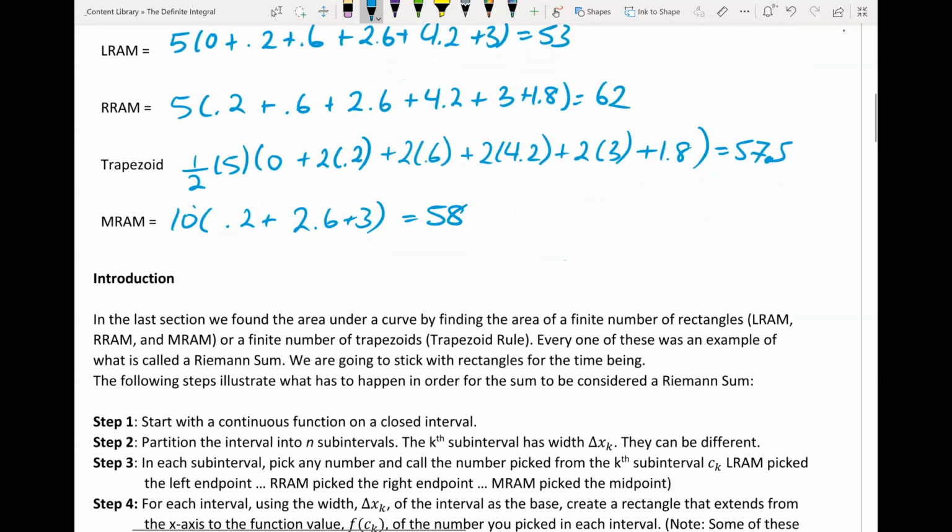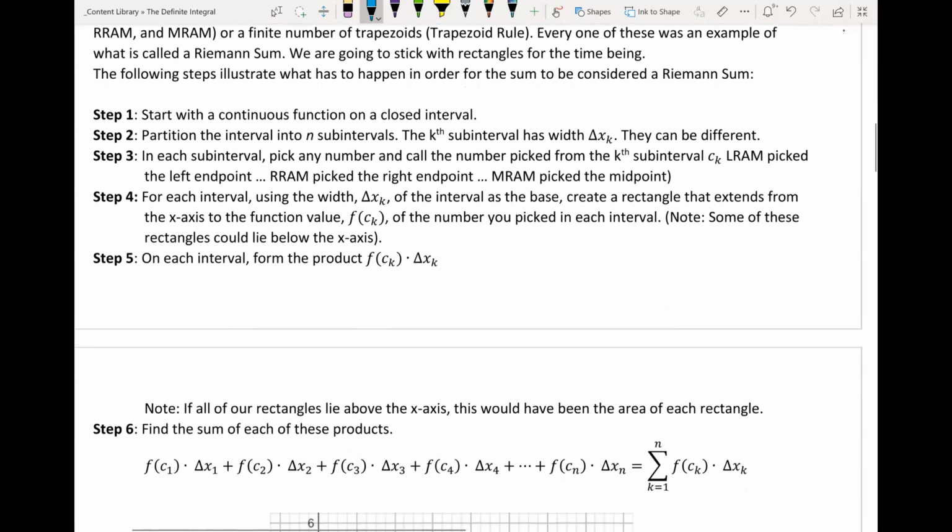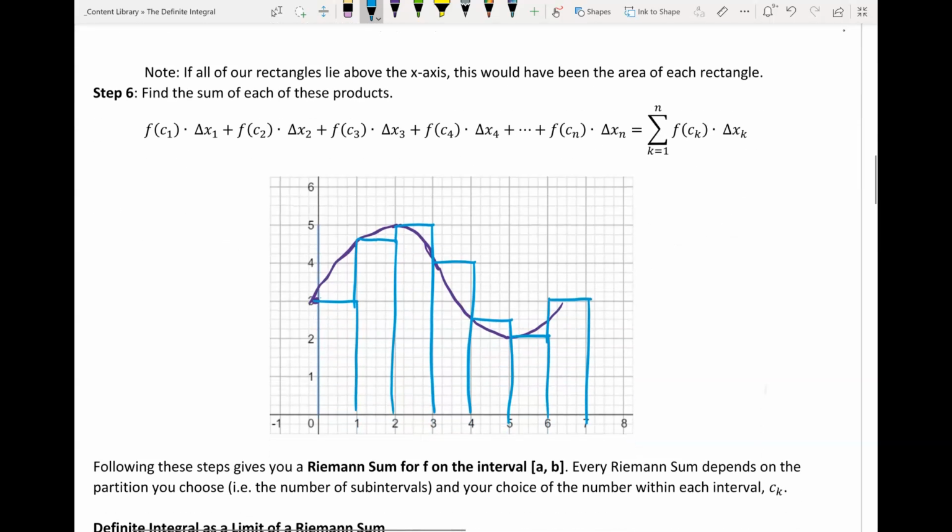Okay, so this is just a summary of what we've done before. Now, in general, we can say this in terms of k and f of c_k and so on. So it's a more general description of what we're doing here. You can read that through. I think it'll make more sense if I show you in terms of a picture.